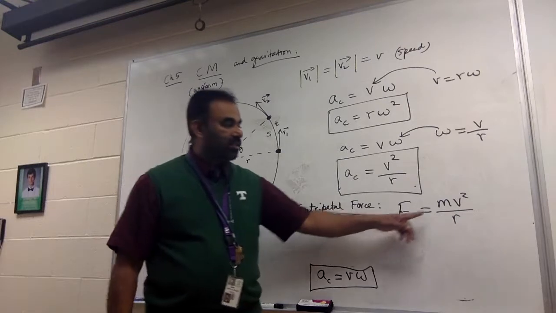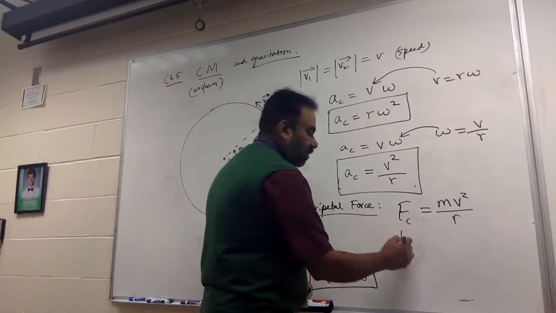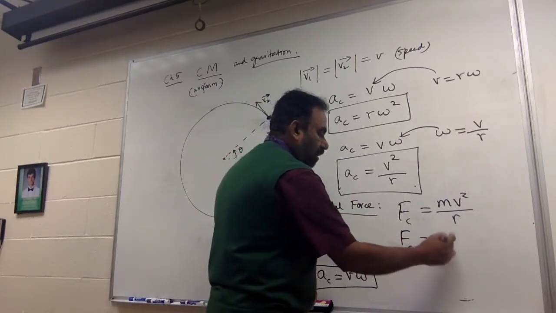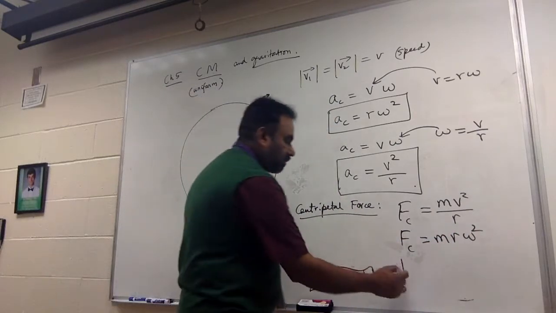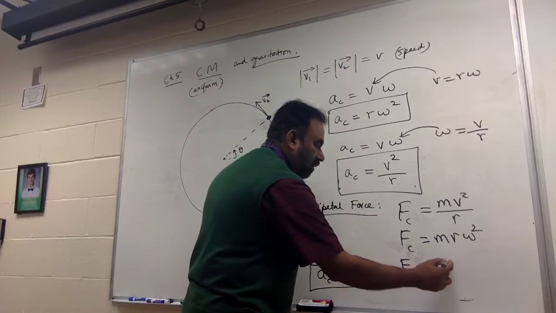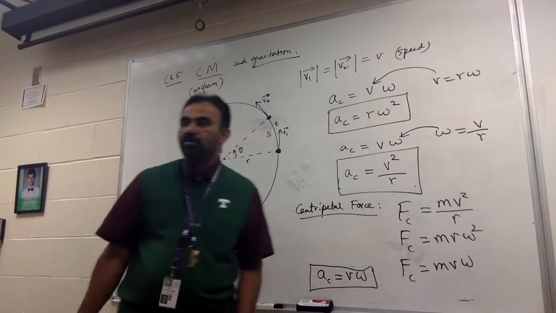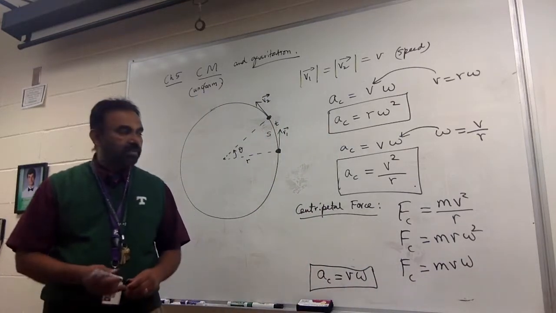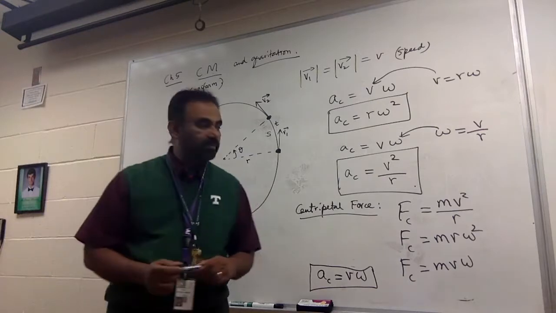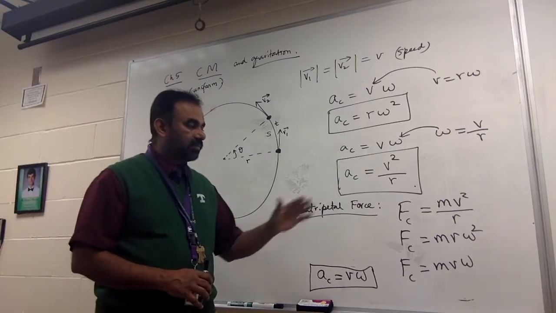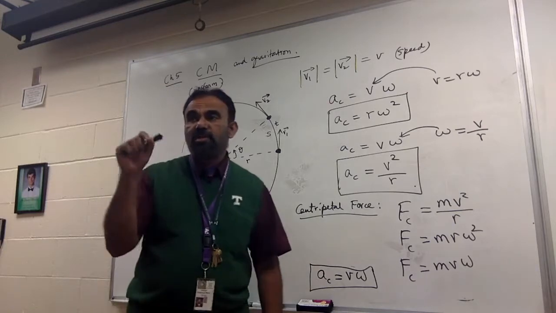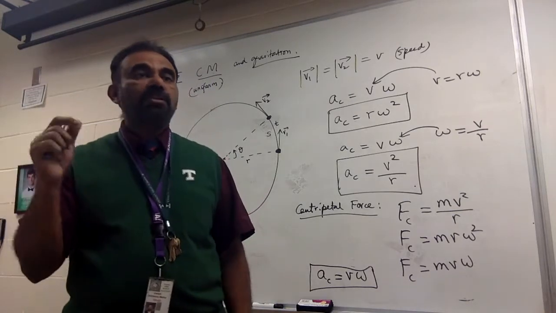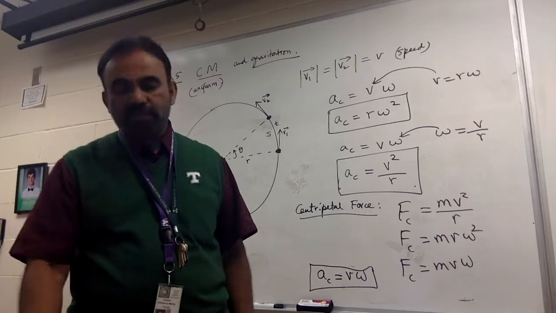Centripetal force is mass times velocity square over r, or you can also call it m r omega square, or m v omega. All of them are right. Centripetal force is equal to all this. You need a centripetal force for something to go round and round in a circular path.